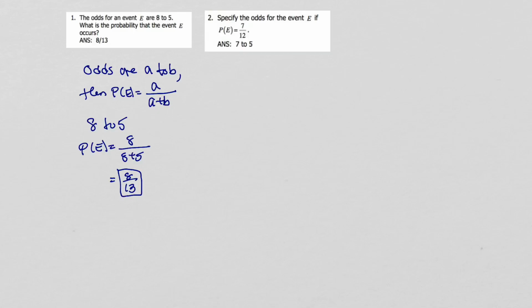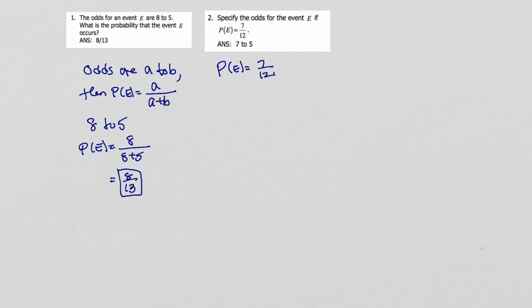And in number 2, this was just the opposite of number 1. Now here we're given that the probability is 7/12, and we want to convert this to odds. So we're going to use this formula right back here, going this way. The probability of E is 7/12, but look over here at this denominator.